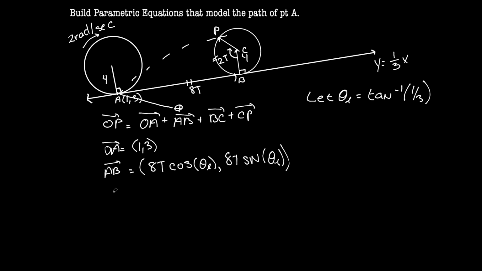So now we're going to look at BC. So we know that our magnitude of the length is 4, because it's the radius. So 4 cosine. But we know it's perpendicular to this line, and that line isn't horizontal. So we need to take our previous angle, our theta L, and add pi over 2, because we're going to rotate 90 degrees from our previous angle. And then same situation for the y, but we're going to use sine.